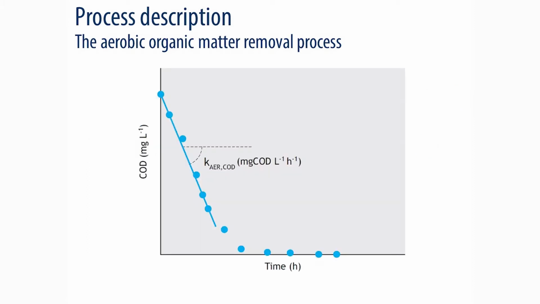Usually, the main kinetic parameter of interest is the maximum chemical oxygen demand uptake rate. This parameter indicates the maximum speed at which the biomass present in the activated sludge can remove the organic matter present in the bulk liquid under the applied conditions.